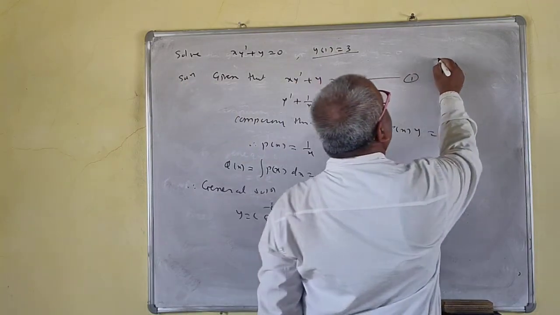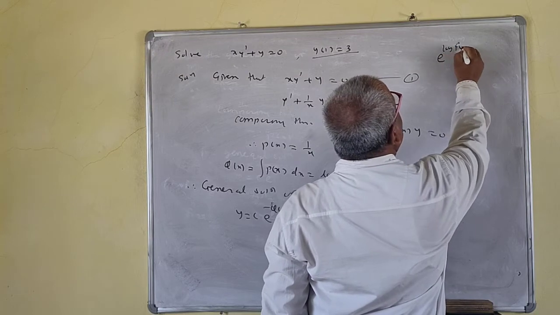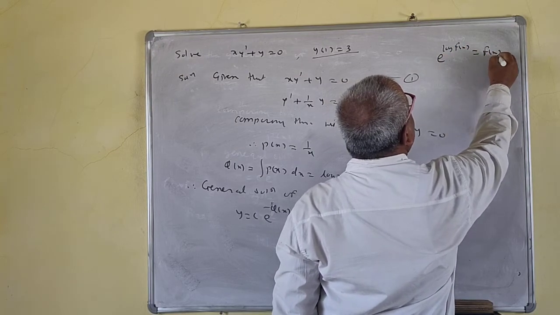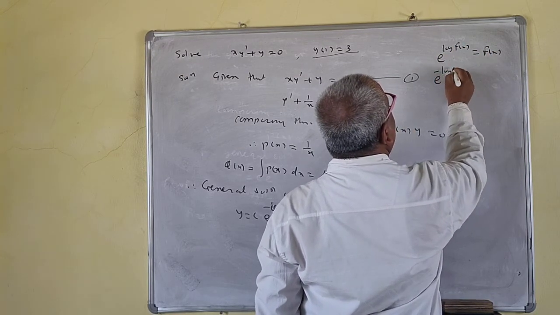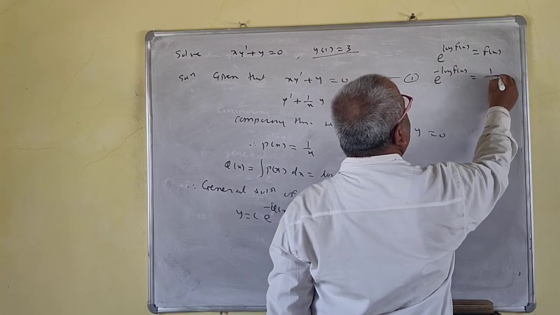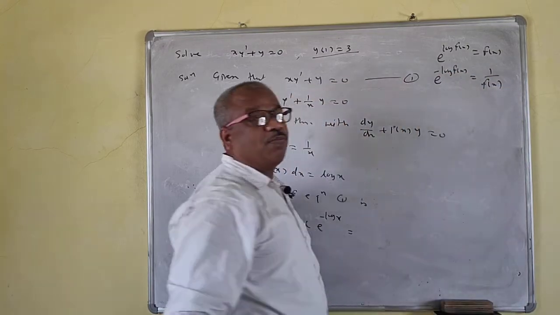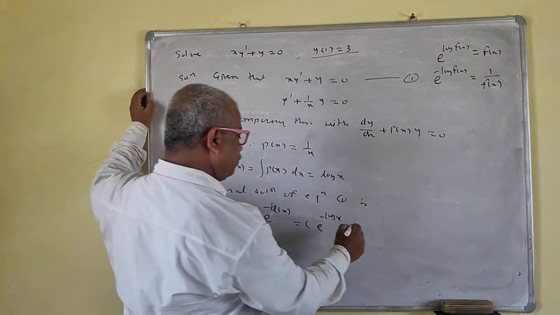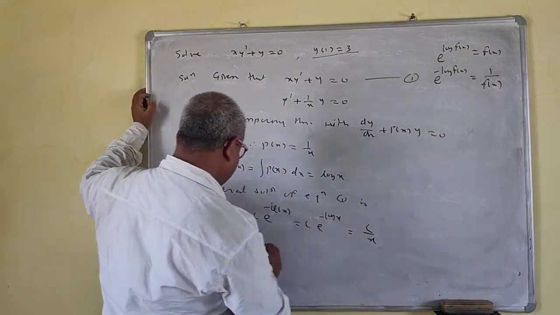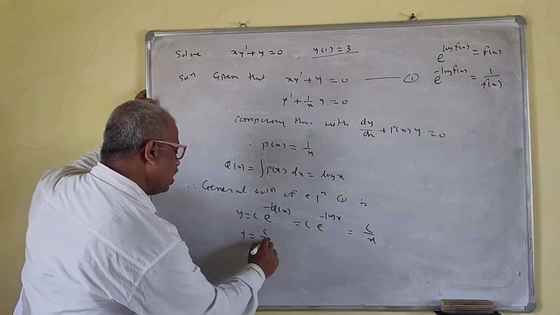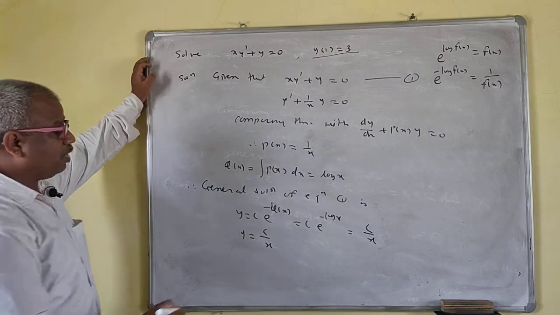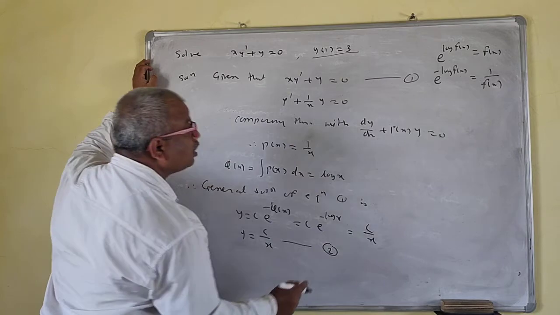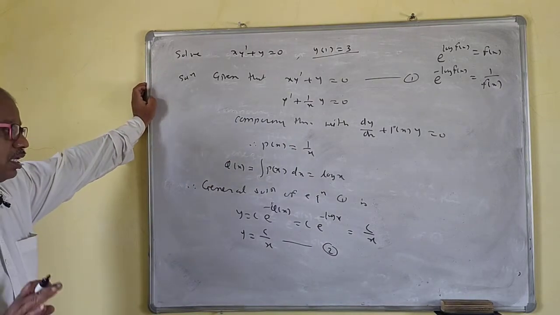Note that e raised to log of f of x is f of x. Note this, e raised to minus log of f of x is 1 upon f of x. Remember this as a formula. So this is c upon x. So y is equal to c upon x is the general solution. We call this 2. This is the general solution.